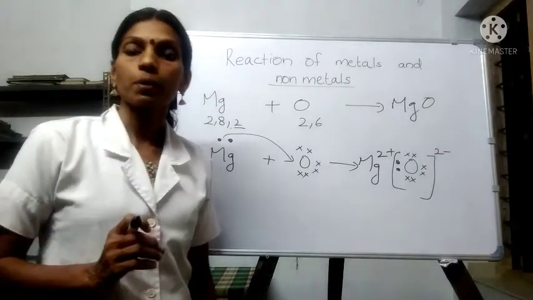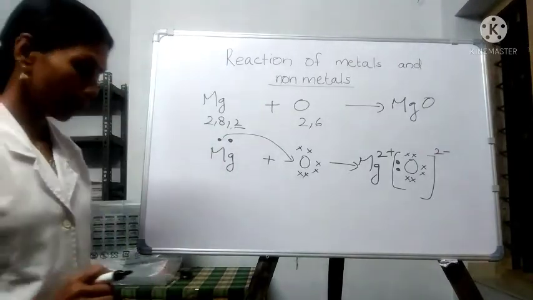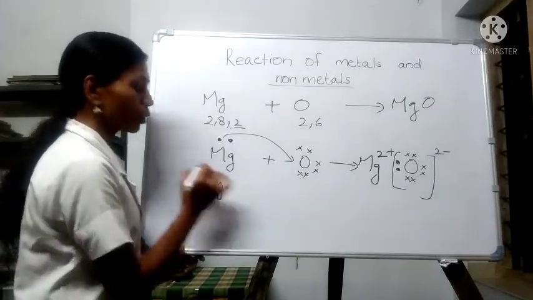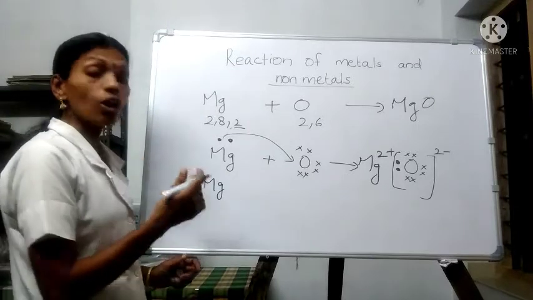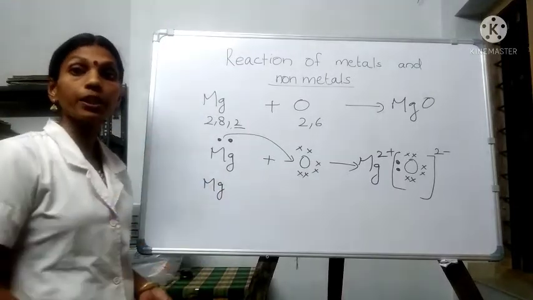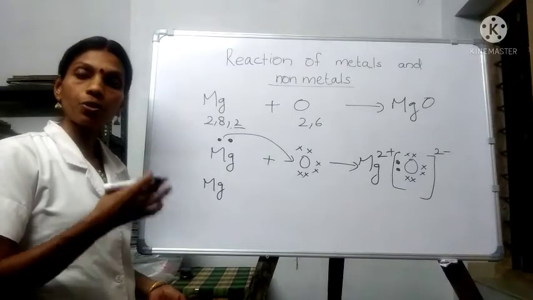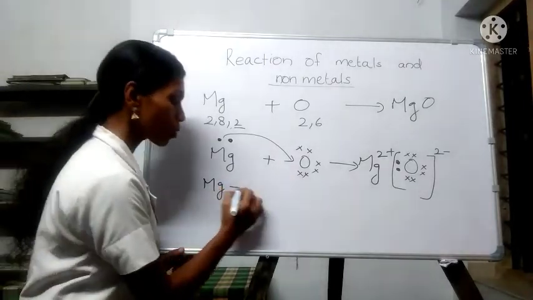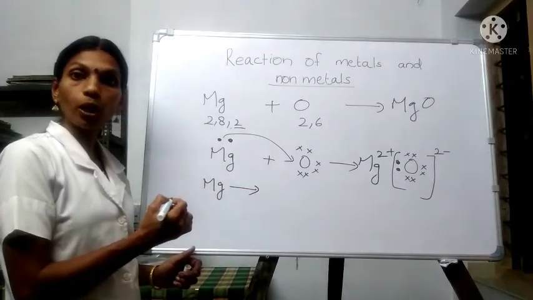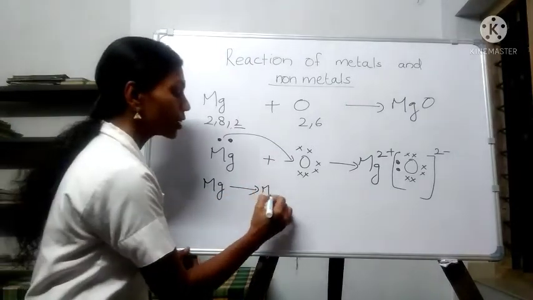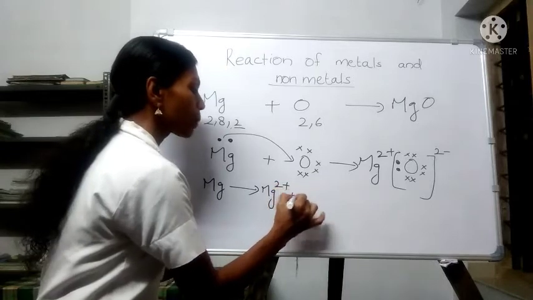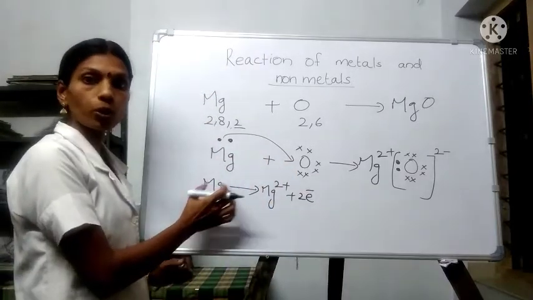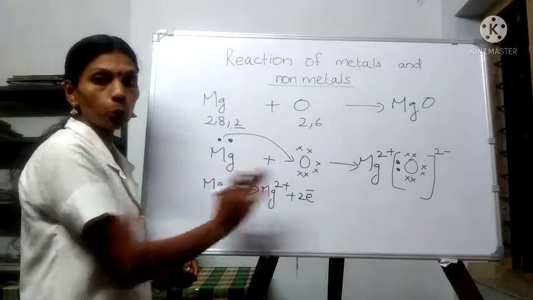Okay, now how can we express the losing and gaining of electrons? How can we write the equations? First, we can write about magnesium. We know that magnesium is losing electrons, isn't it? Losing of electrons we can represent in the product side. How many electrons an atom is losing, that we can express in the product side. Here magnesium is losing 2 electrons and it is changing into Mg2+. So here we can write Mg, arrow, Mg2+ plus 2 electrons. This means that magnesium is losing 2 electrons and changing into Mg2+.